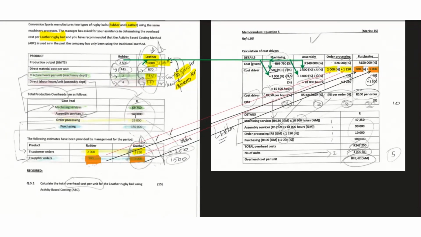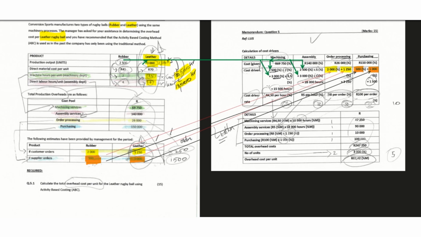The good thing is that in the cost pool, they provided the total cost. But remember, what we are looking for is the cost per unit. We are looking for the overhead cost per unit. So when you're looking at the total cost that we're given, that's the first part that is taken into account, together with the cost drivers.